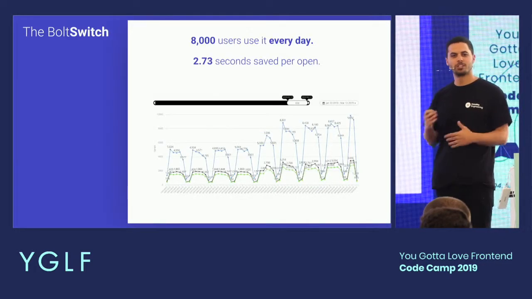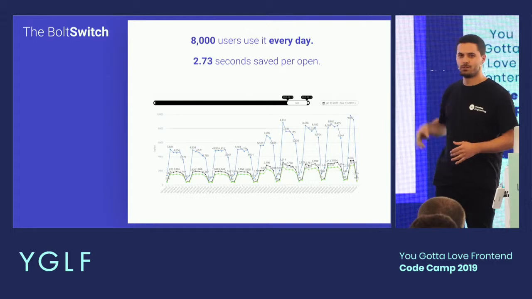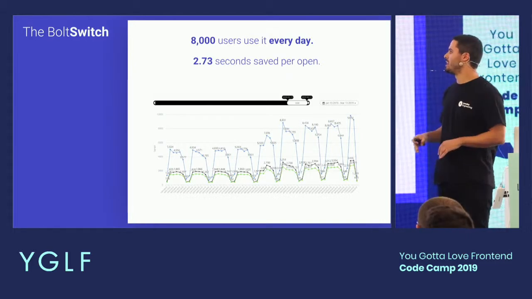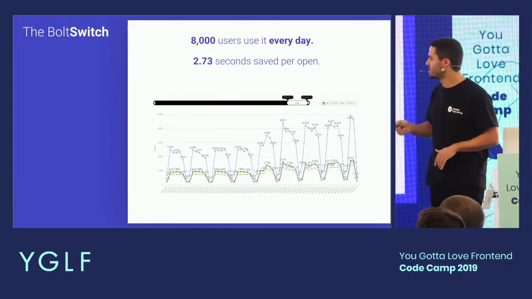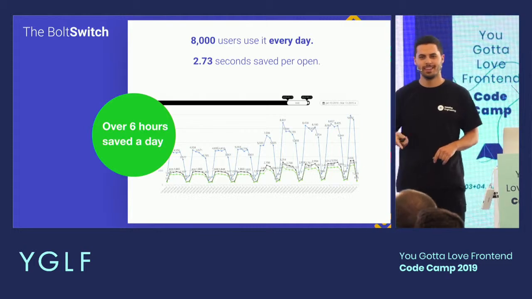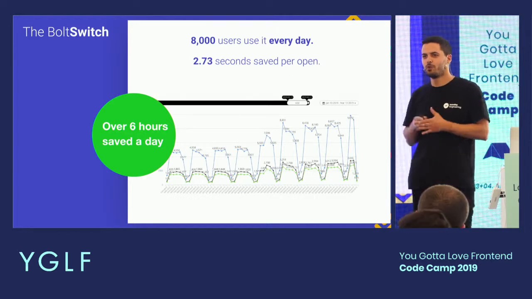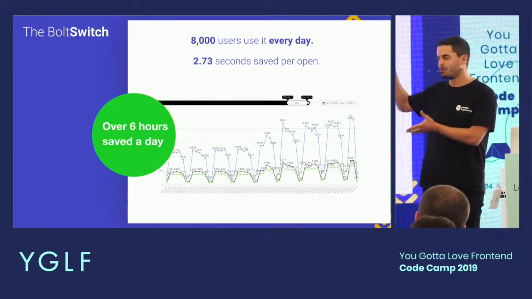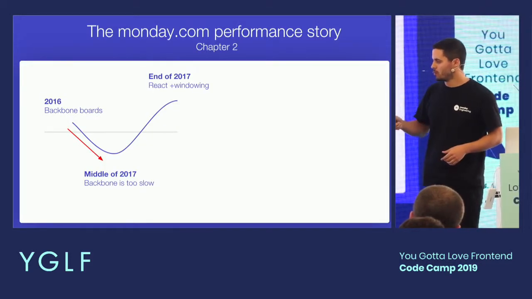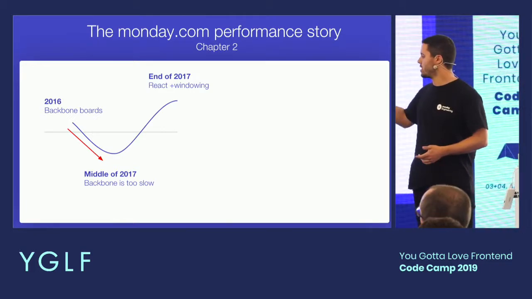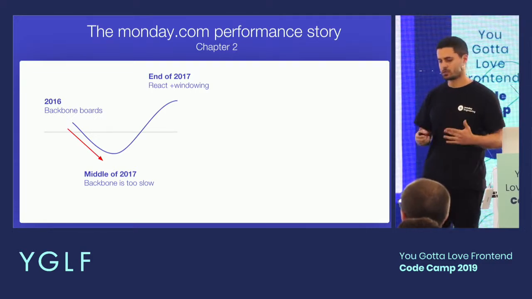We also like to measure our impact on users and what we actually save them. You can see we have 8,000 users using this component every day, and we just saved them 2.7 seconds for each opening. So you can say we actually saved over 6 hours a day for our users, which is a crazy impact. And I think it only took a few hours to implement this windowing concept on this small component. So we started with Backbone, we then moved to React, and we implemented windowing, which was amazing, much faster for scrolling and everything.